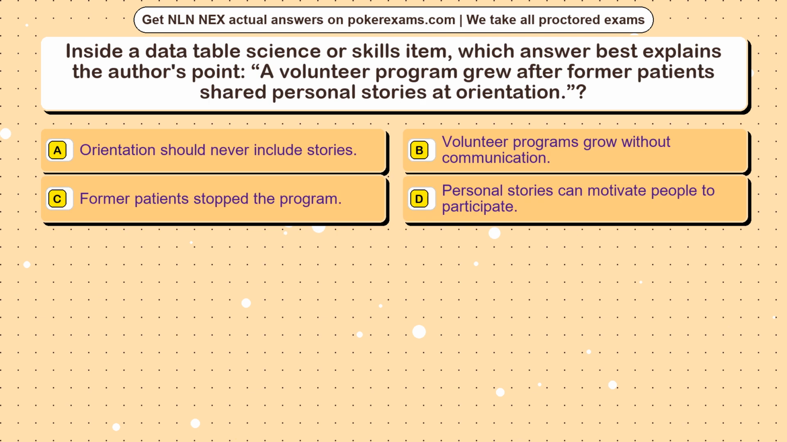Question 24. Inside a data table science or skills item, which answer best explains the author's point? A volunteer program grew after former patients shared personal stories at orientation. Option A, orientation should never include stories. Option B, volunteer programs grow without communication. Option C, former patients stopped the program. Option D, personal stories can motivate people to participate.